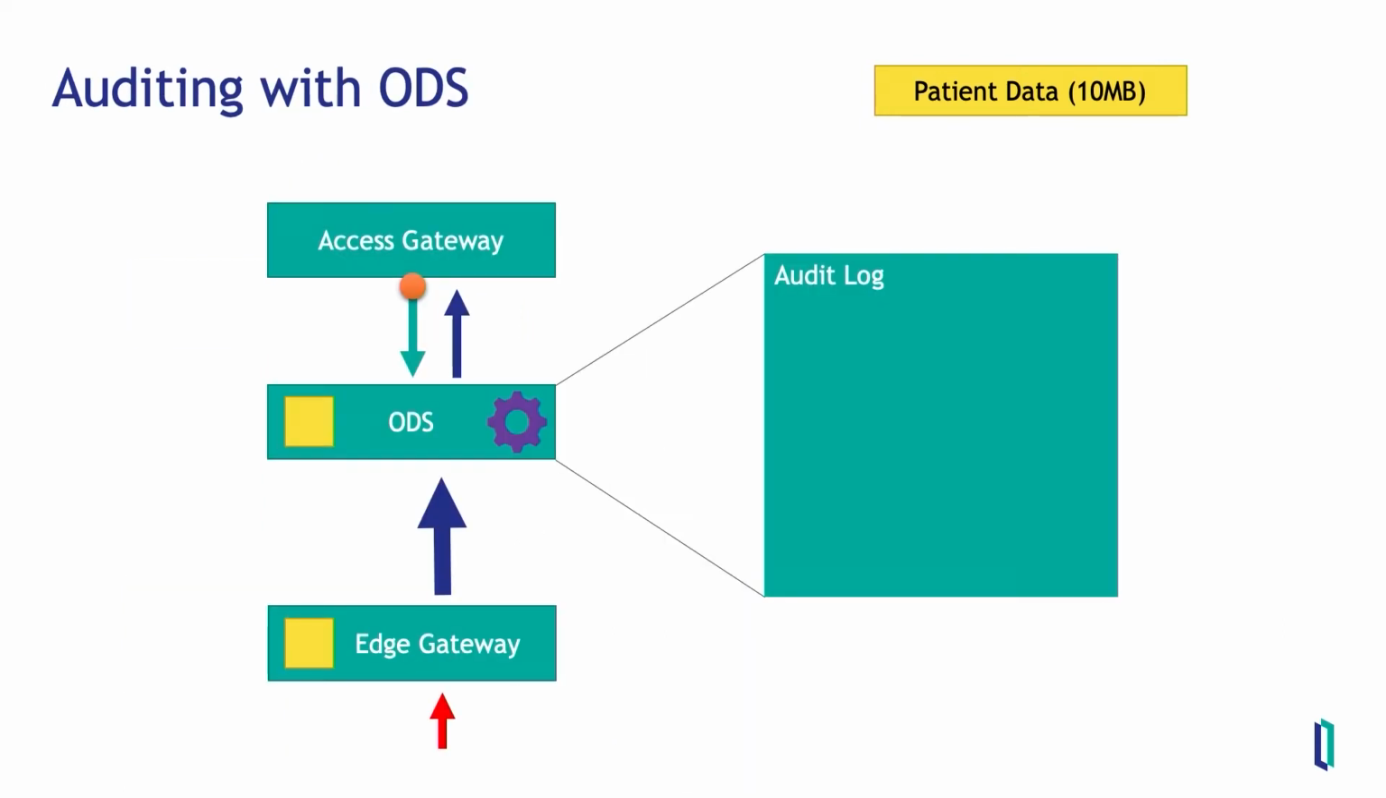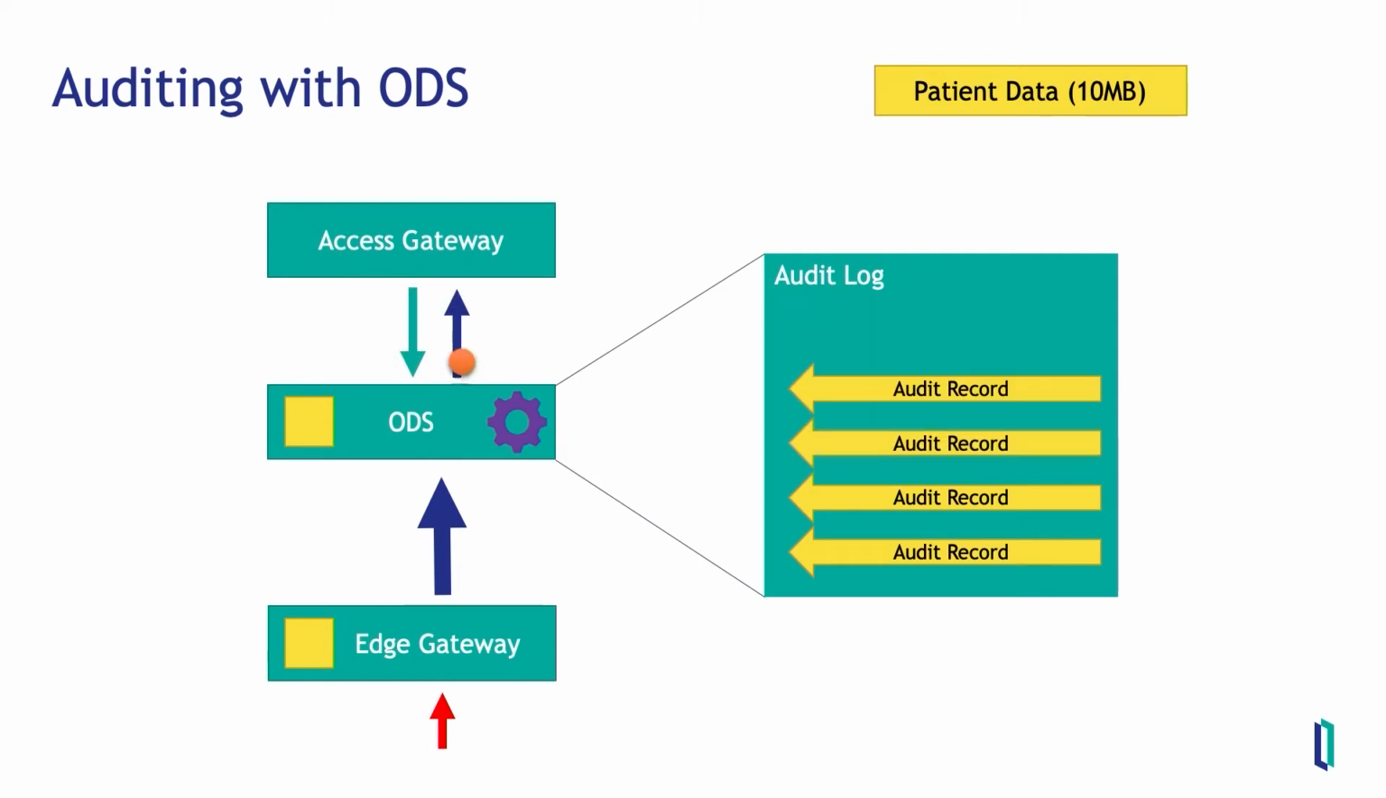With the ODS, we do something different. So again, we still have our 10 megabytes of data on the edge gateway. That's what was constantly flowing in. And because it's constantly flowing in, it's going straight to the ODS right away as well. So you start out at baseline, 20 megabytes of storage. Then what happens? A request comes in from the access gateway to the ODS. We log an audit record. We log another audit record. You get the idea. We go through all 5 iterations.